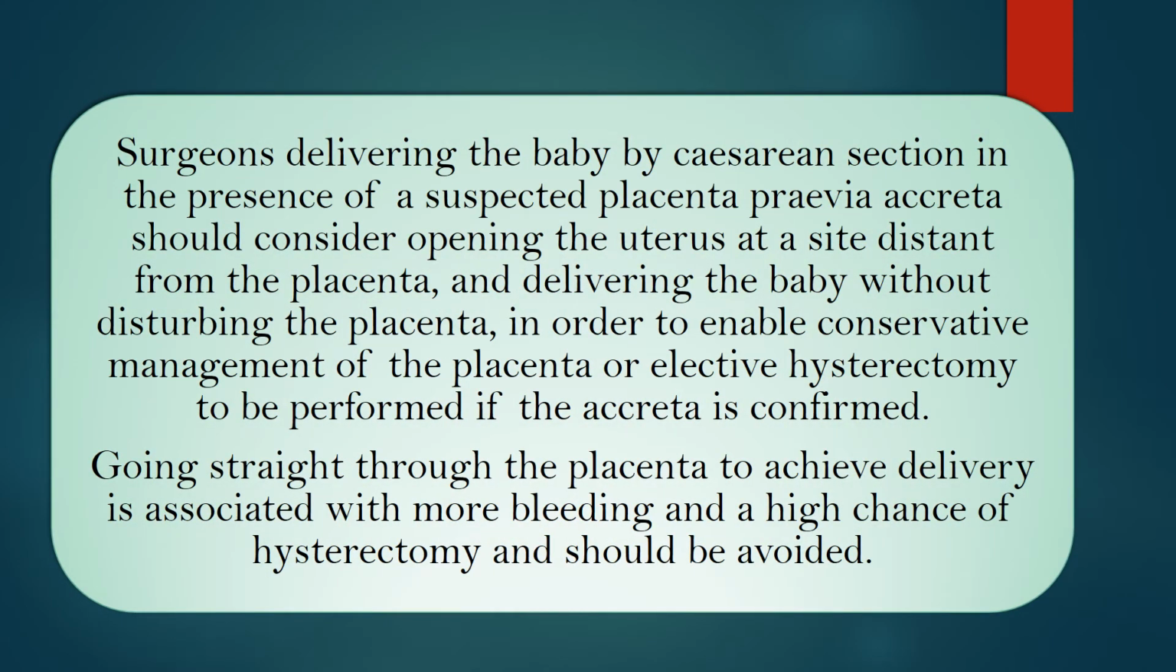Surgeons delivering the baby by cesarean section in the presence of a suspected placenta previa accreta should consider opening the uterus at a site distant from the placenta and delivering the baby without disturbing the placenta in order to enable conservative management of the placenta or elective hysterectomy to be performed if the accreta is confirmed. Going straight through the placenta to achieve delivery is associated with more bleeding and a high chance of hysterectomy and should be avoided.